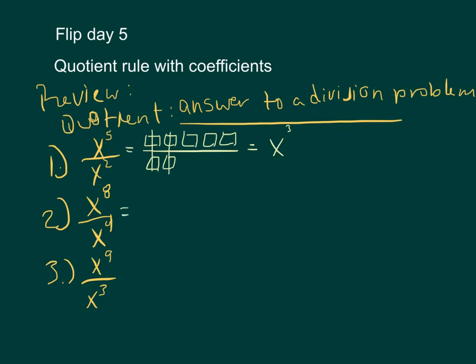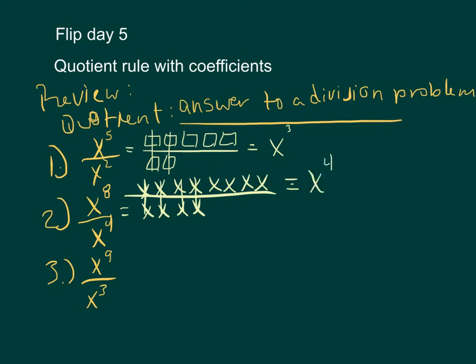The second way you could have done it, very similar to the first one, is to use x's. So I'll use 1, 2, 3, 4, 5, 6, 7, 8 over 4. And then I'm going to create my ones. So 1, 2, 3, 4. And then what I'm left with is x times x times x times x. So I have x to the 4th power.